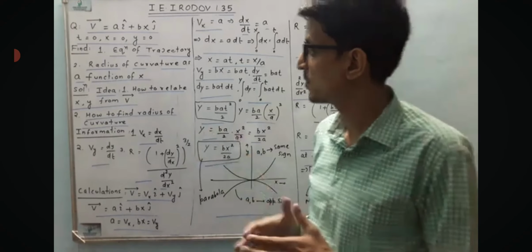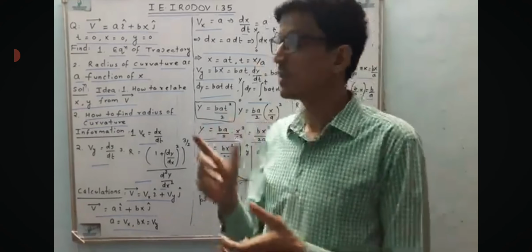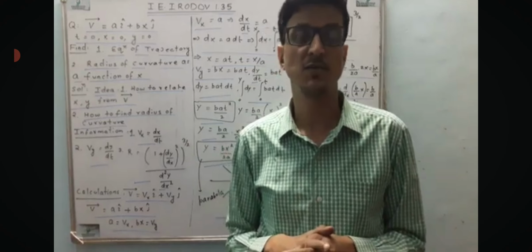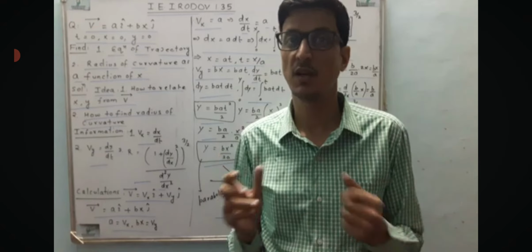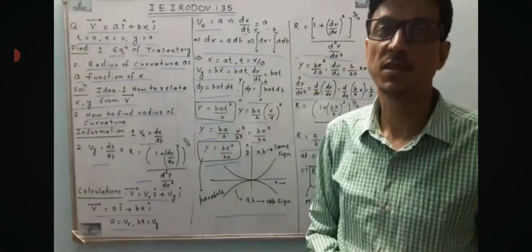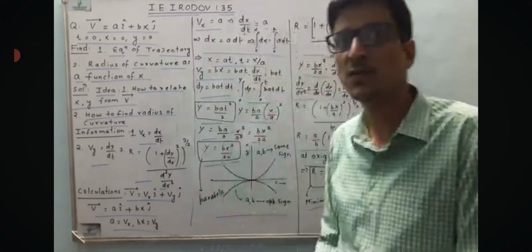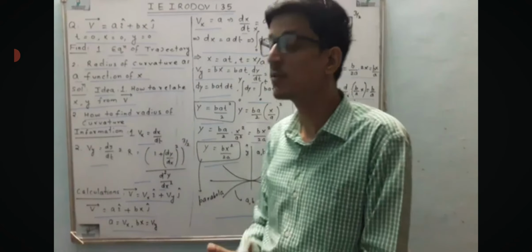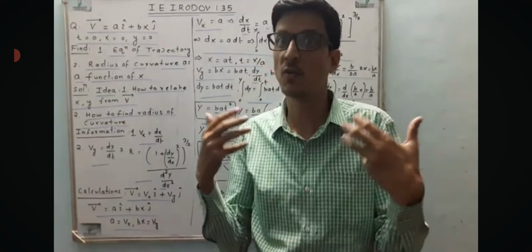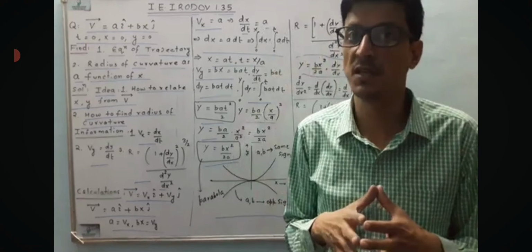So let's have an idea for that. The first thing is how to relate x and y from the value of velocity. We need to have an idea for that. The second is how to find the radius of curvature. So we need to rack our brain for that. The first information that we need to use is Vx is equal to dx by dt and Vy is equal to dy by dt. That is how I can relate the x and y coordinates respectively.